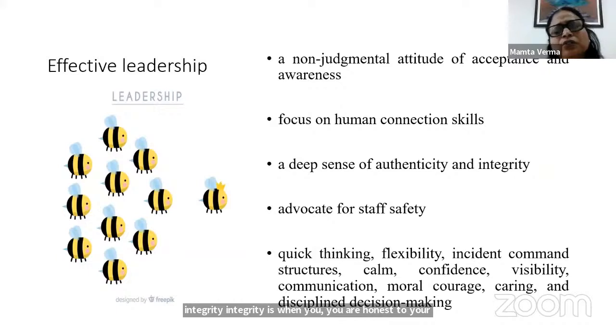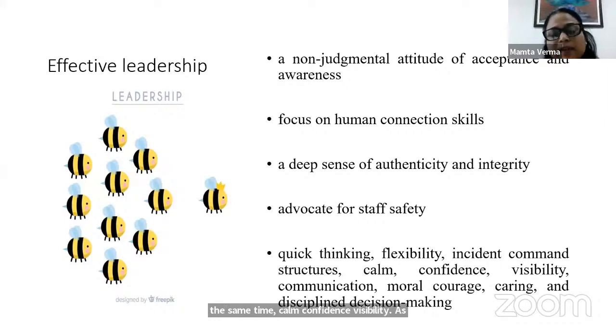Another very crucial, significant characteristic of a good leader is that a good leader should always advocate staff safety. A good leader should be quick in thinking, very smart, very prompt. When everybody feels that this cannot be done, the leader should always ask, how can I make it possible? How can I find the solution to any problem? The leader should be flexible. They should have incident command. At the same time, calm, confidence, visibility.